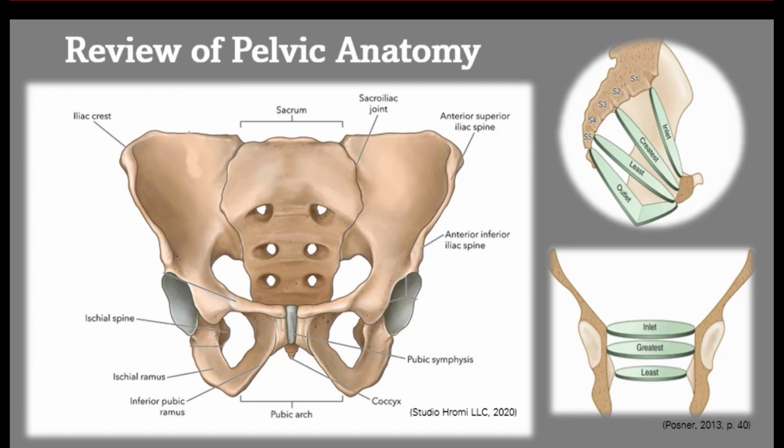The pelvic girdle is composed of the sacrum, the coccyx, and two innominate bones, commonly known as the hip bones. The innominate bones are comprised of the ilium, the ischium, and the pubic bone, and they are joined together by the pubic symphysis. Now let's review the pelvis.